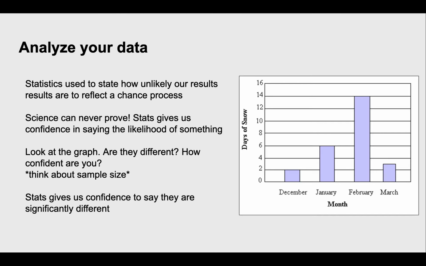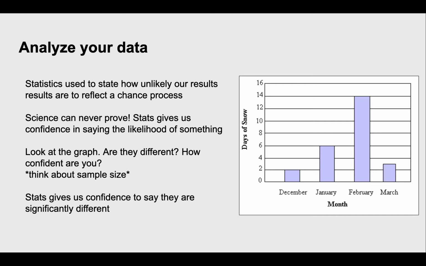So this is where we need to run stats to say that February, yes, it looks like we have a lot of snow in February. Is February the snowiest month? Maybe. It looks likely, but I need some data to back that up. And this is where stats come into play, especially when we think about sample sizes.